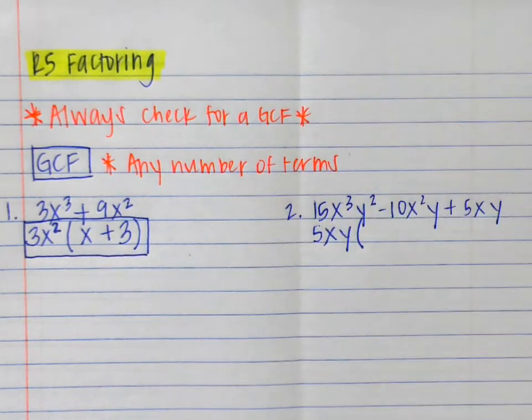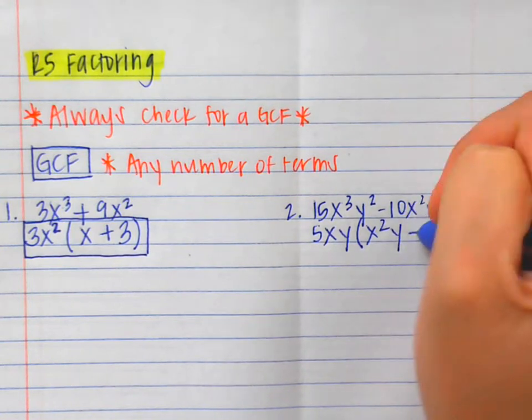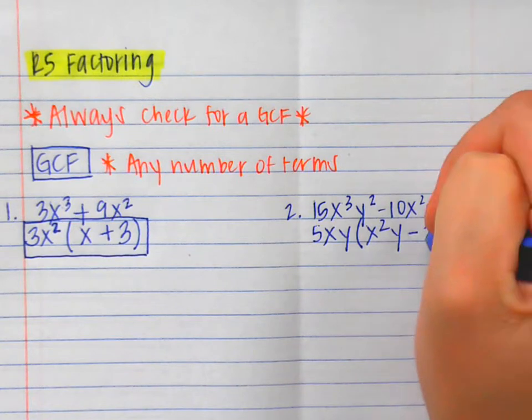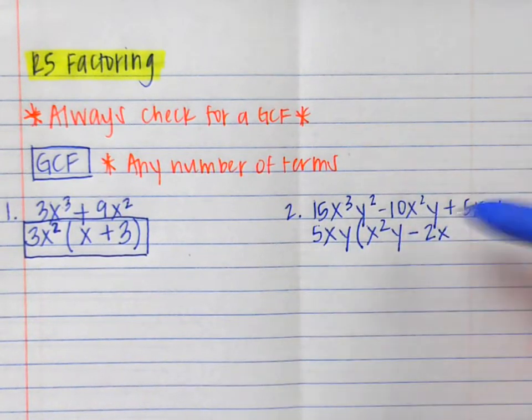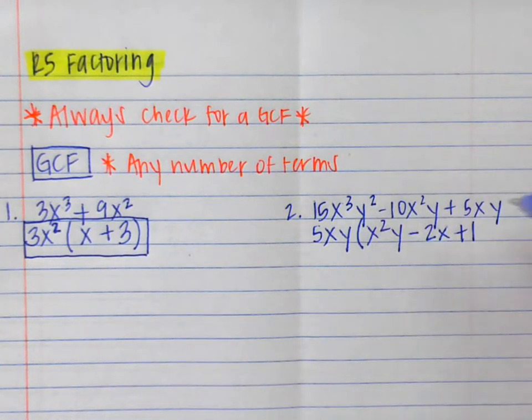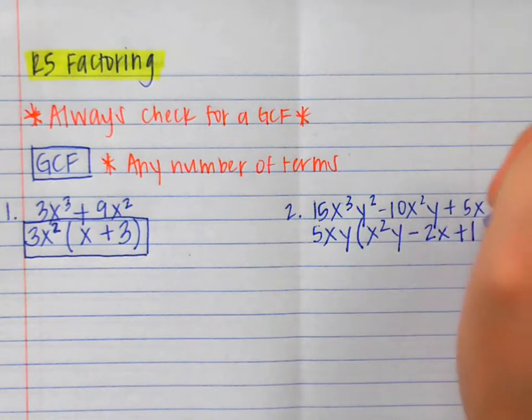And then I want to think about what's left. So 15 divided by 5 is 3. X cubed divided by x is x squared. And y squared divided by y is y. Okay, and then we move to the next one. Negative 10 divided by 5 is negative 2. Keep the sign. X squared divided by x is x. Y divided by y is 1, so it goes away. And then we're left with 5 divided by 5 is 1. X divided by x is 1. Y divided by y is 1, so we just leave it as 1.